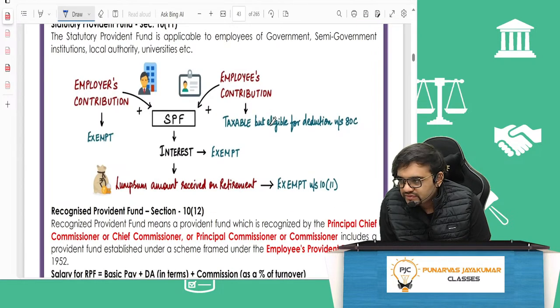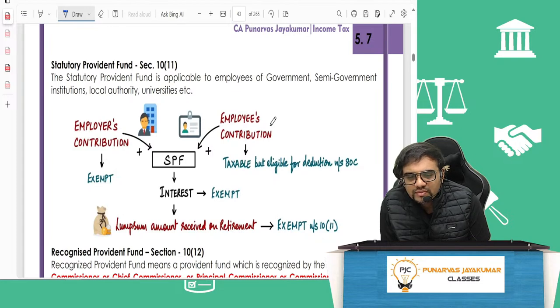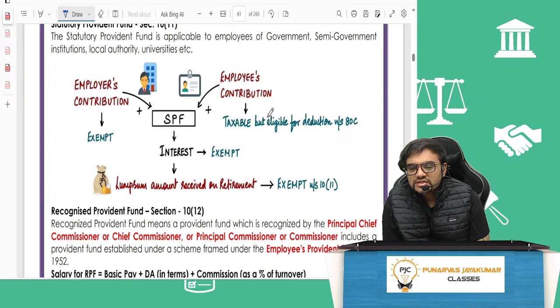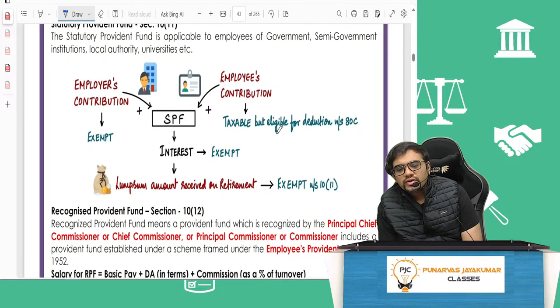Statutory provident fund is only applicable to whom? Government employees, semi-government institutions, local authority, university, etc. In a statutory provident fund or recognized provident fund, two people will contribute: one employer, one employee. Employer's contribution fully exempt. Employee's contribution is taxable but eligible for deduction under 80C. And the interest that you are getting out of this contribution will be exempt.